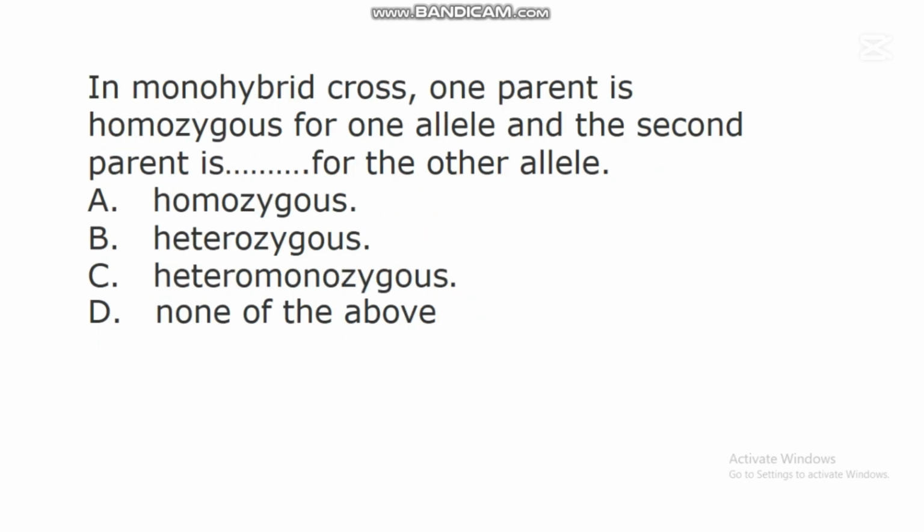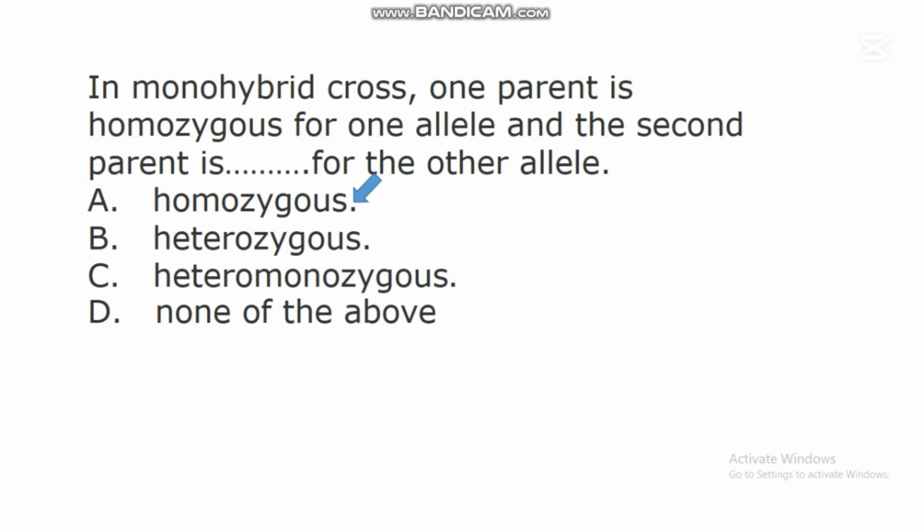The next question says, in monohybrid cross, one parent is homozygous for one allele and the second parent is dash for the other allele. A. Homozygous. B. Heterozygous. C. Heteromonozygous. D. None of the above. In this question, the correct answer is A.